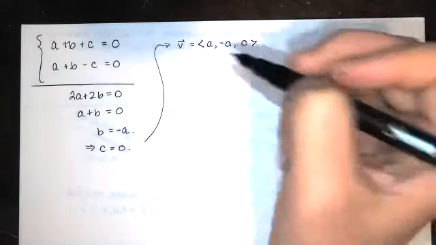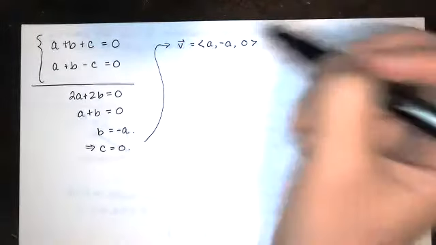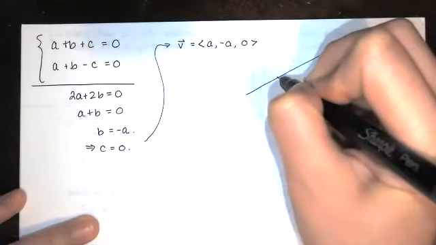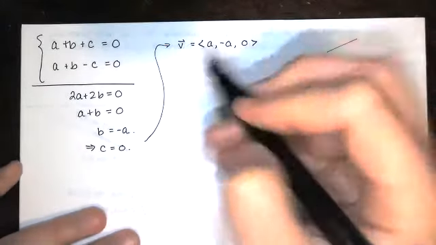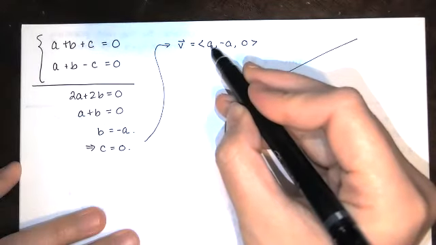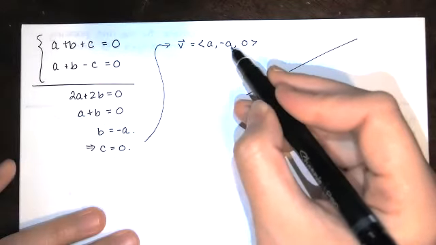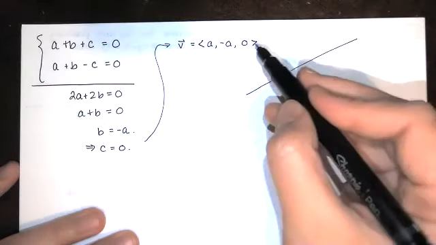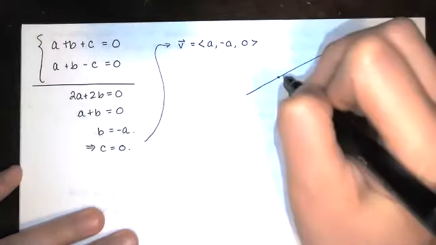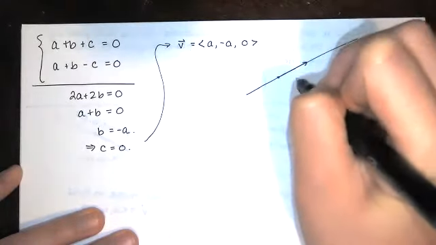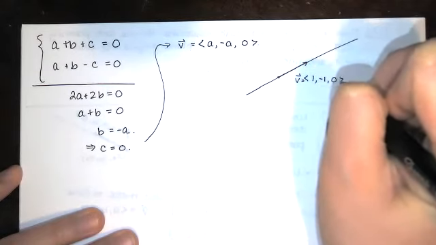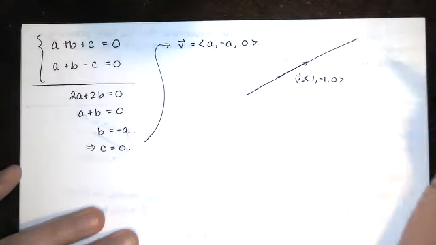Now, if you're saying to yourself, my direction vector is not supposed to have this constant in it, why does it have a constant in it? Think about what that constant actually represents. This is a vector that points in the direction, it goes a units in the x direction, negative a units in the y direction, and 0 units in the z direction. If a equals 1, we get the direction vector 1, negative 1, 0. A vector with those components.